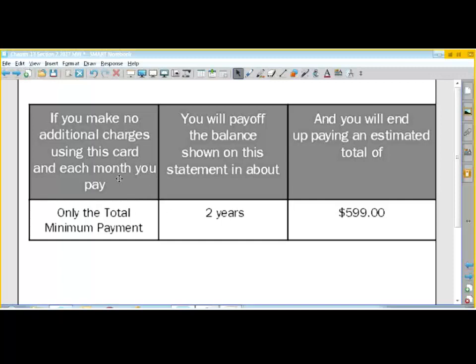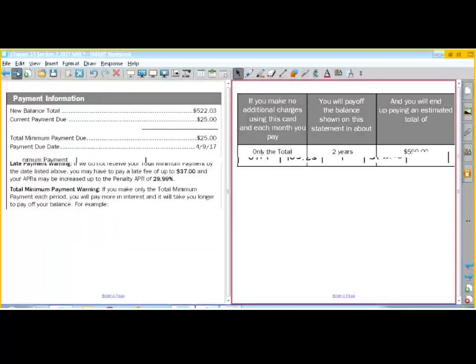Now, I don't know what happens if you had a bigger bill and $25 wouldn't cover the interest for a month. It may say something like some higher payment. It'll take 2 years to pay it off. I don't know. I'm never going to get in that situation, so I won't know what the answer is there. Okay.